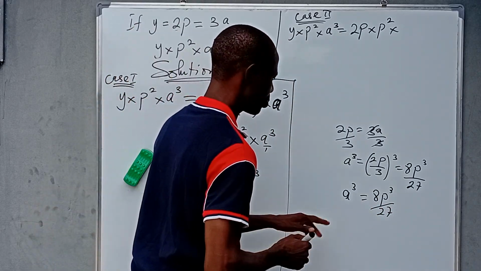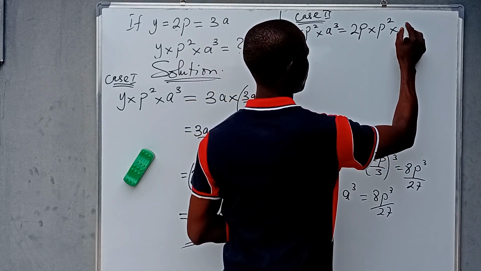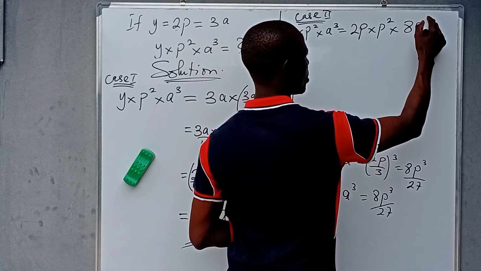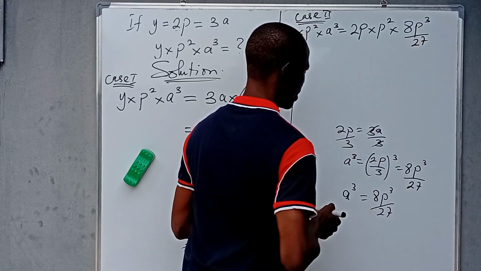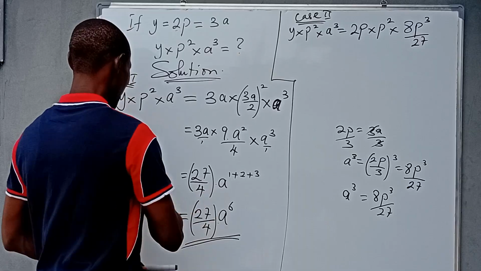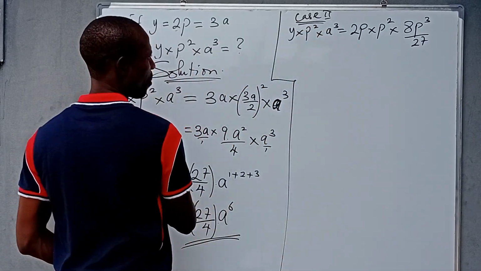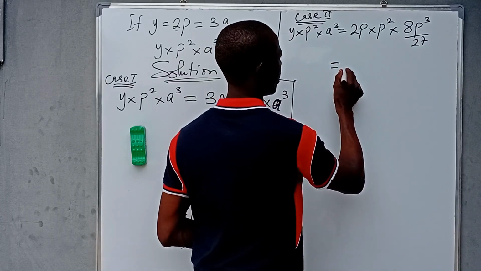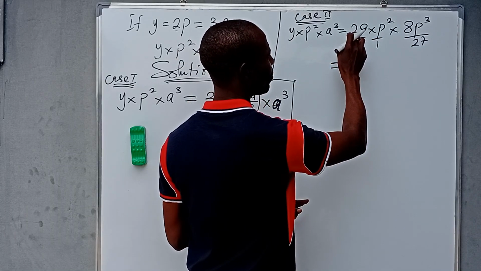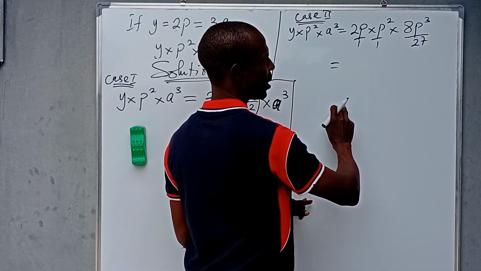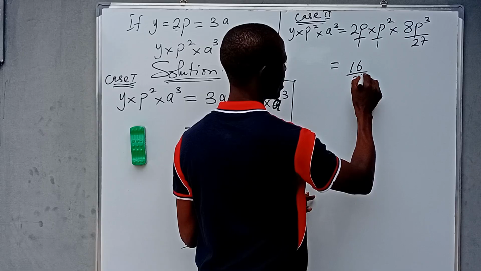So whenever we see a raised to the power of 3, we put in this quantity, which is 8p raised to power 3 all over 27. Easy. Okay, so let's erase this. From here, we can now come up here. This is all over 1, this is all over 1. So we have 2 times 8 here, that will give us 16 all over 27.